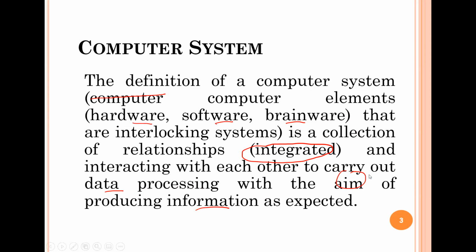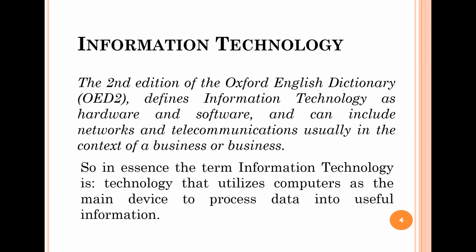Okay, let's continue. The information technology. What do you know about the information technology? Okay, from the Oxford English dictionary, we got the definition of information technology. It states information technology as hardware and software, and can include networks and telecommunication, usually in the context of business. It's only business, right? Or maybe personal, or personal tasks probably.